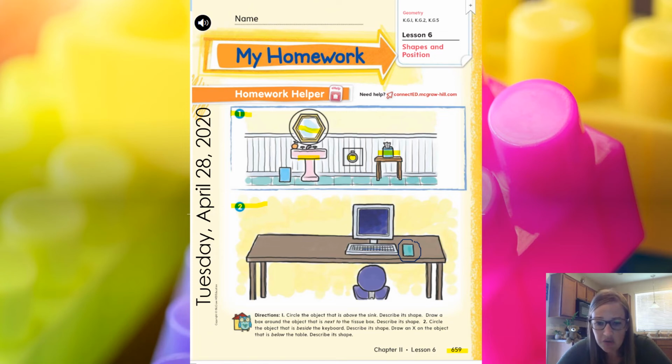And also, it wants you to draw an X on the object that is below the table. So here's the table right here, and we're going to draw an X on the object that's below it. And it looks like it's the chair, right? What shape is the back of that chair? It's in the shape of a circle.